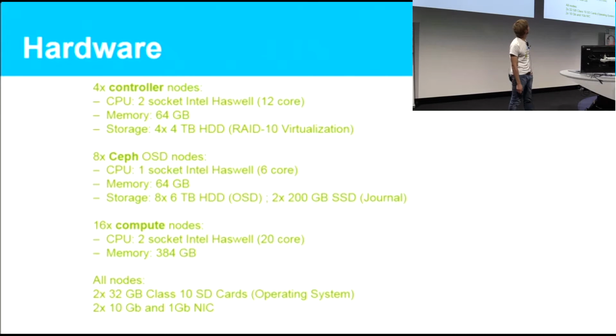We deployed 4 controller nodes, each with 2 sockets of Intel Haswell CPU, 64 gigabytes of memory, and 4 times 4 terabytes of storage. There were 8 Ceph OSD nodes, each with one socket Intel Haswell CPU, 64 gigabytes of memory, 8 times 8 terabyte hard disk OSDs, and a 20 gigabyte SSD for journaling. And 16 compute nodes, each with 2 sockets of Intel Haswell CPU, 20 cores, and 384 gigabytes of memory. So these are the hardware.